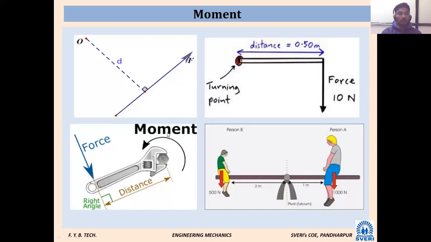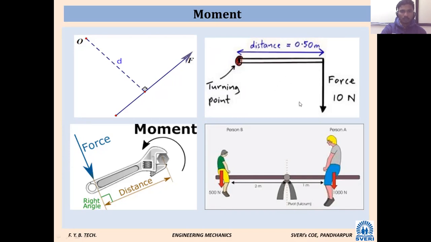So what is told is that always we have to calculate the perpendicular distance from the point where you want to have the moment. You should calculate the perpendicular distance between the line of action of force and the point at which you want to calculate moment, something like this we can say. Examples are given here.